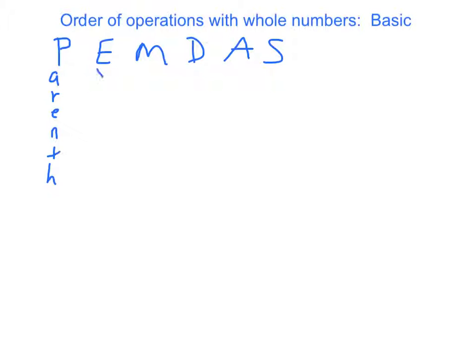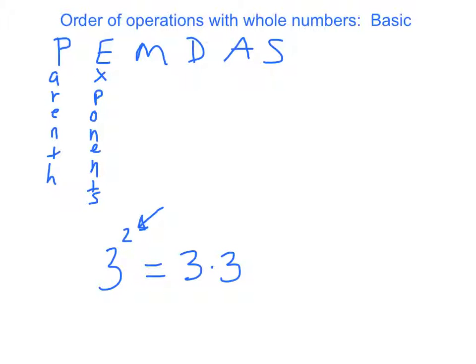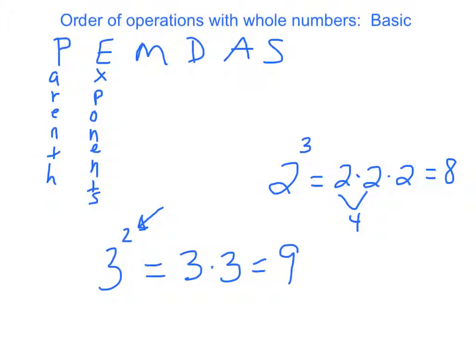The E stands for exponents, and exponents are the little number that sits floating above. So that would be your exponent in this case. What it tells the number to do is to multiply itself twice. So 3 squared would be 3 times 3. 3 times 3 is 9. If we had something that was 2 to the third, we would do 2 times 2 times 2. 2 times 2 is 4, and 4 times 2 would give us 8. So that's how the exponents are handled.